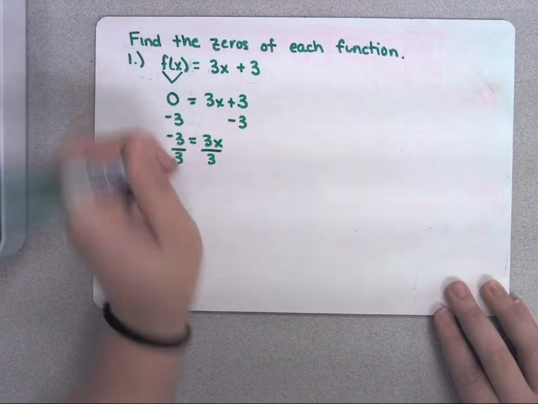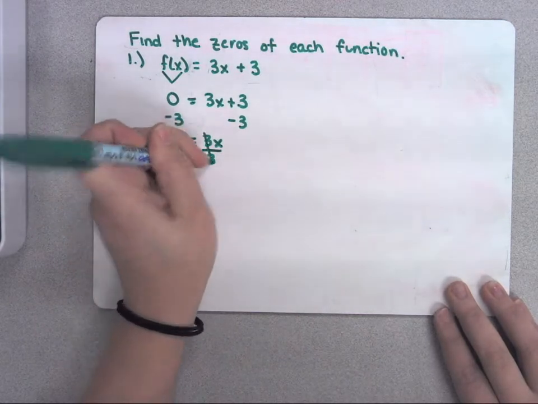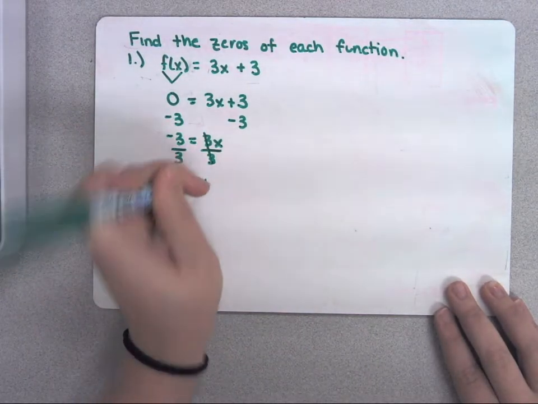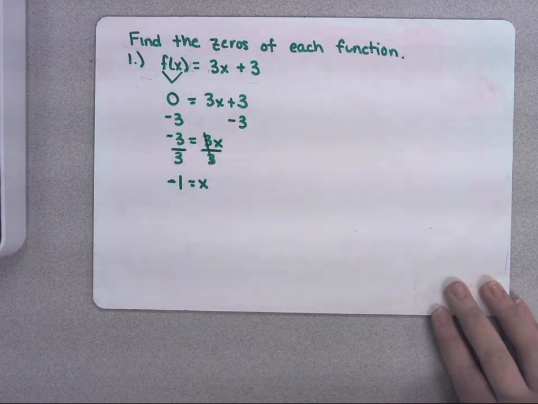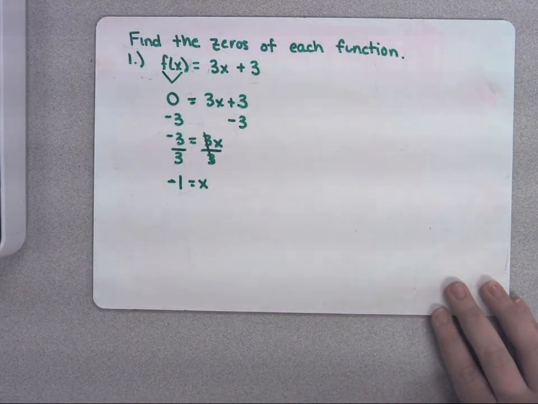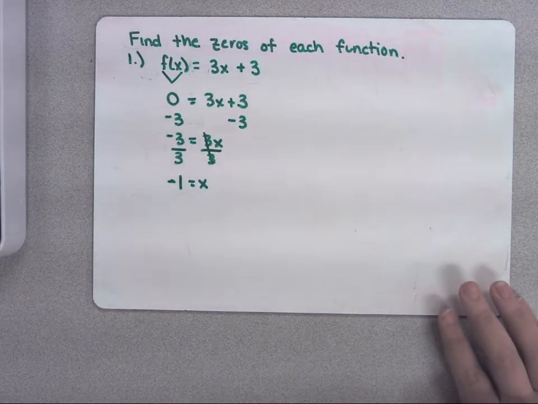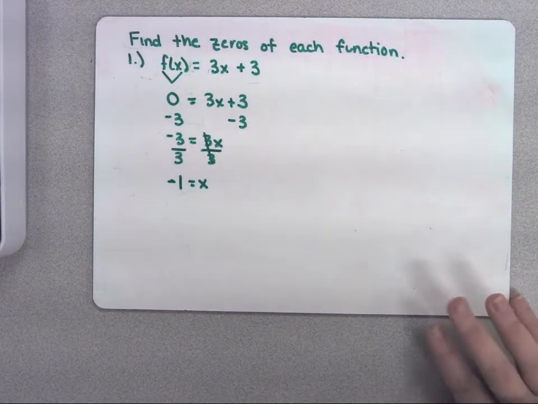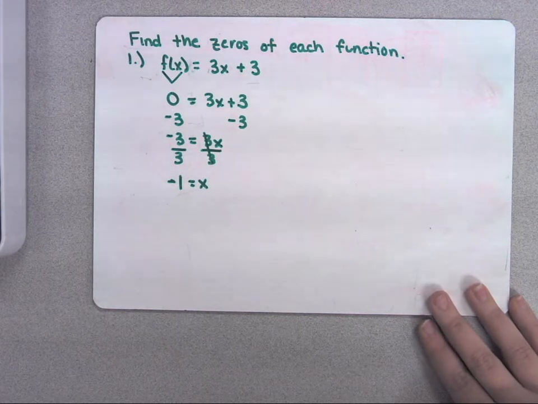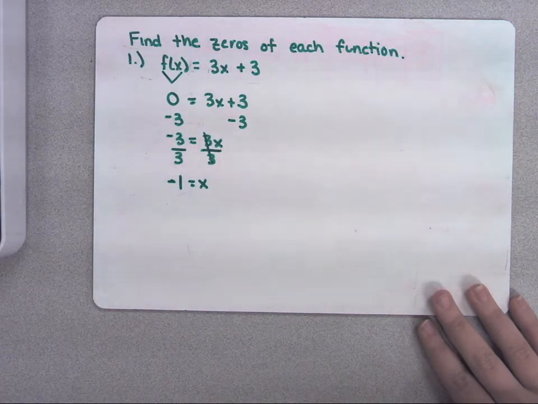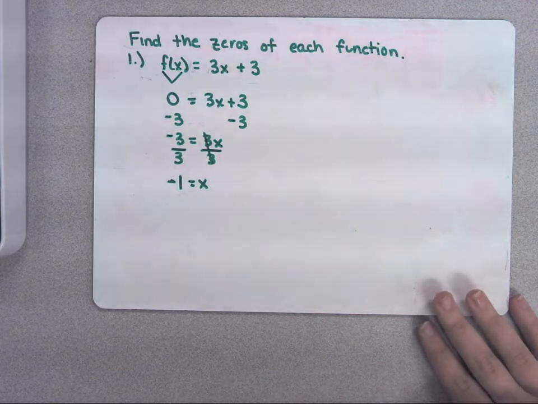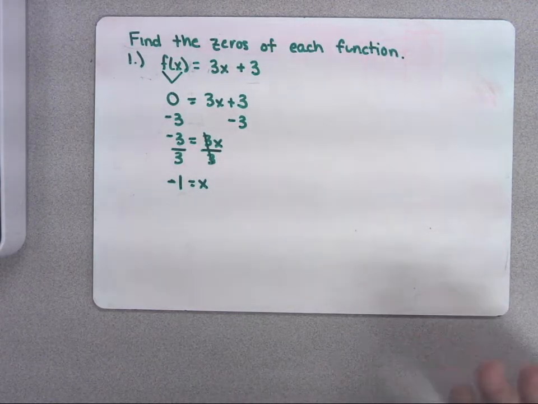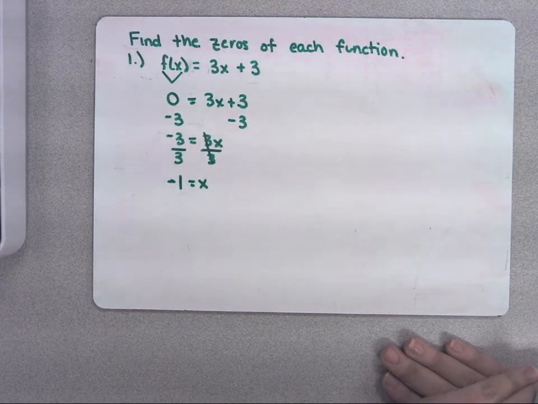Yep. Divide both sides by positive 3. You get x equals negative 1. So you can write that you have a 0 at negative 1. That's it. This is the algebra. If it just says find the zeros, this is how you can do it, right? Way easier than trying to plug it into a calculator and do all kinds of crazy stuff.